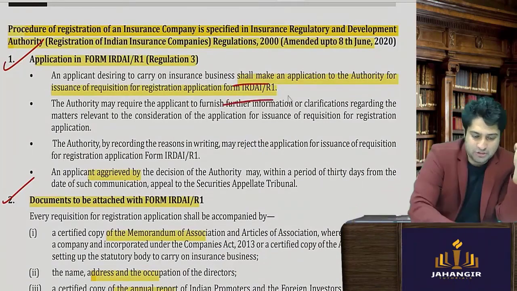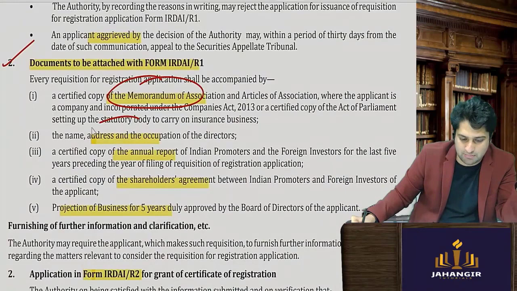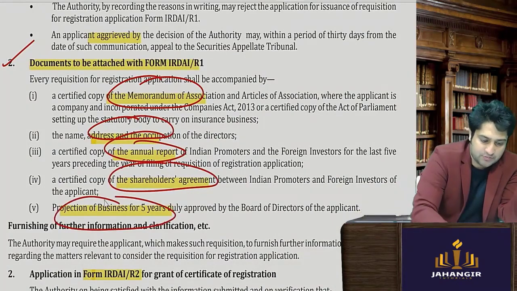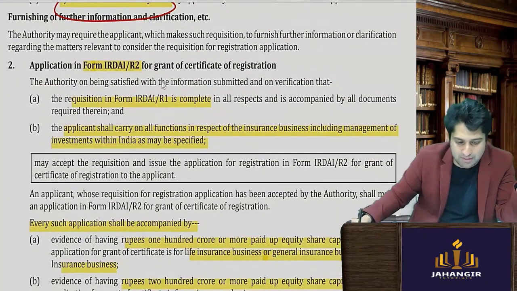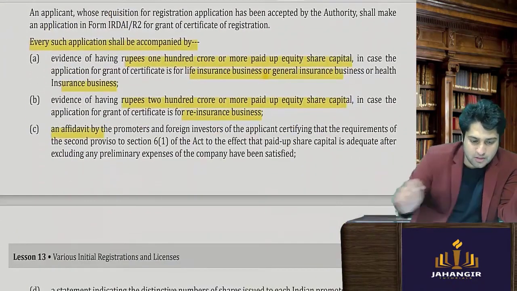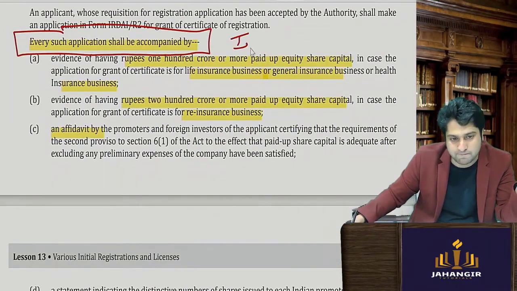R1 is where you will give the application. Documents will be given of the bank, registered office, MOA, annual report, shareholders agreement, projection for the next 5 years. Then in this you will make a request for registration for grant of certificate. Now again, every applicant, the market is important.